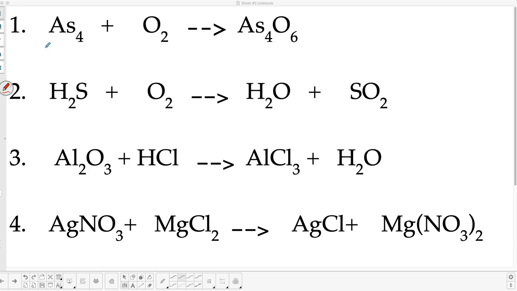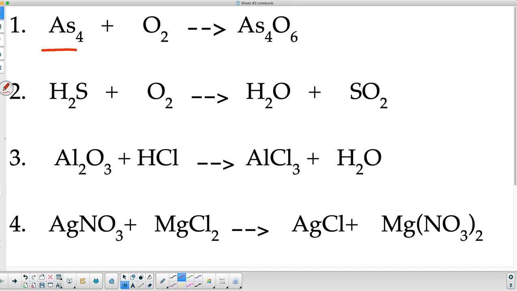I have As4 and O2. O2 is very common, and I typically do O2 last if there's a choice. Notice that As4 is also in the compound on the right-hand side in the products, so I have the same on both. That means my As is balanced right now, but then I have 6 for oxygen. So what I'm looking to do is put a number in front of the O2, and whatever that number is times 2, times this 2 right here, is going to equal 6. And of course my answer for that is 3.